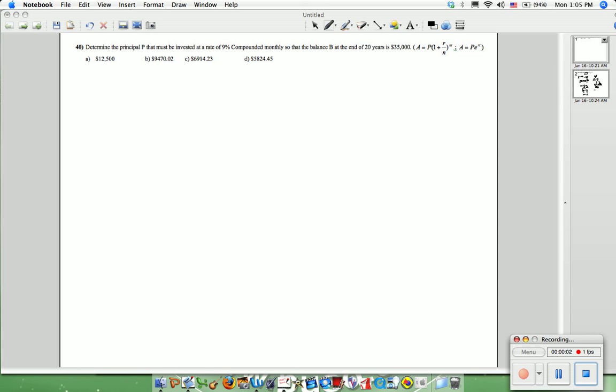Question 40. Determine the principal P that must be invested at a rate of 9% compounded monthly so that the balance B at the end of 20 years is $35,000. Okay, good.